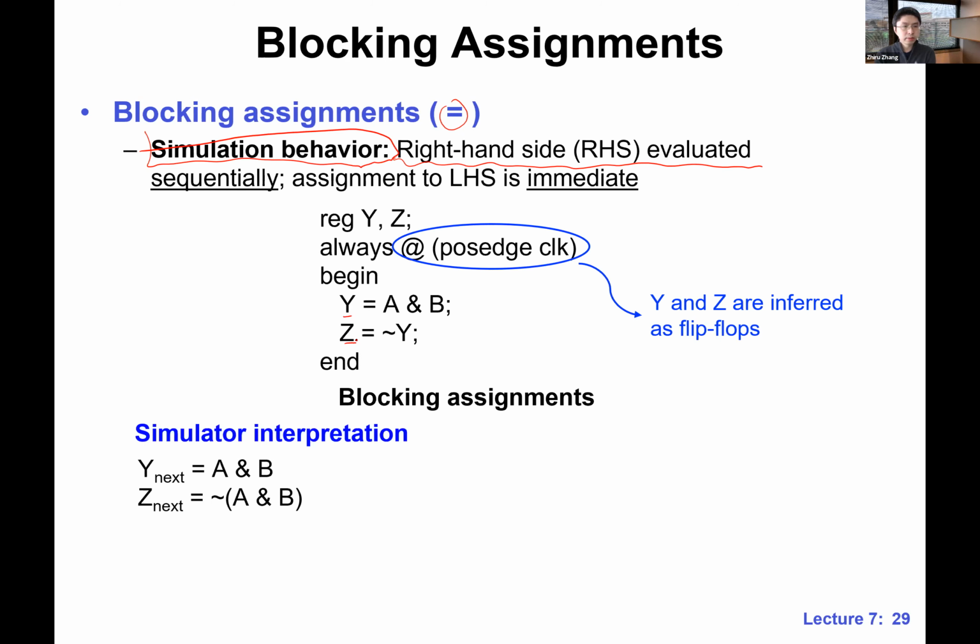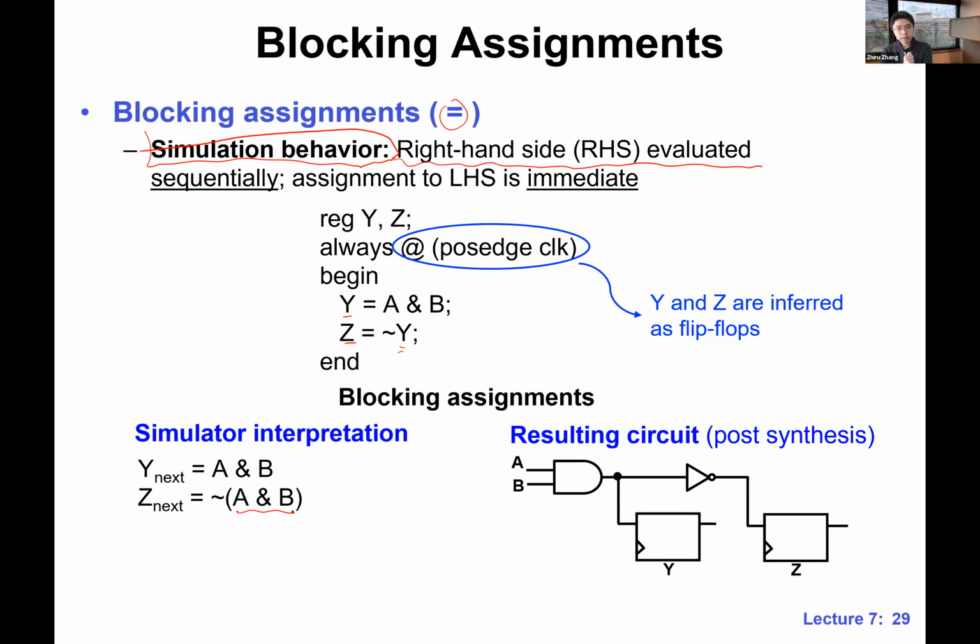So with blocking assignment, what do you mean by sequential way? What do you mean by immediate? If you look at these two statements, first we assign A and B to Y. With blocking assignment, you can just imagine that Y already has the new value. Y is already overwritten by A and B. Then after that, if you use Y again, you can just plug in A and B. This assignment to Y is immediate. This is what the blocking assignment means in the simulation behavior.